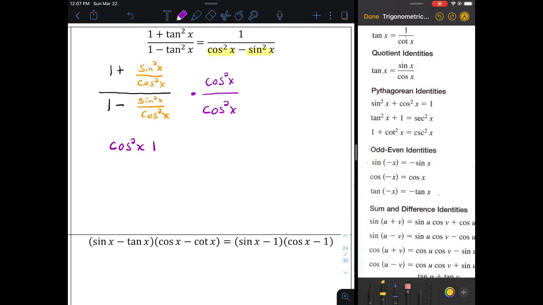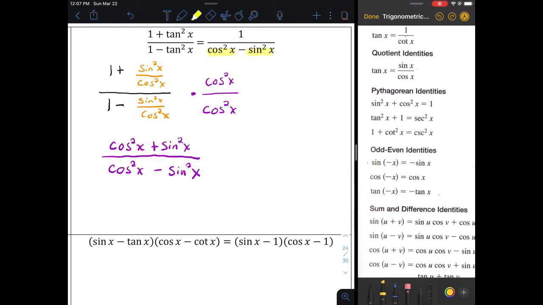plus sine squared x divided by cosine squared x minus sine squared x. Well, I now have the denominator that I want. Now I just have to do something here with the numerator.